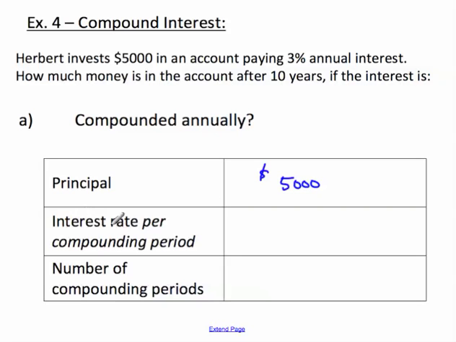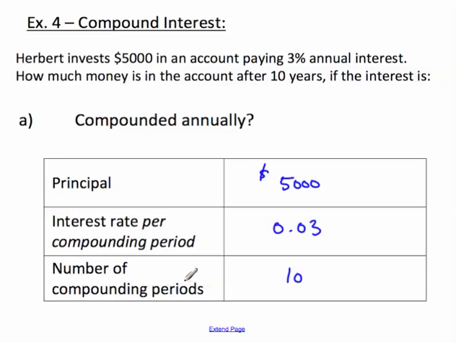Now, the interest rate per compounding period means we have to look at the amount of interest stated. It's always given as an annual amount, and we have to divide that by the number of compounding periods in a year. Well, in this case, it's easy because the account is paying interest compounded annually. That means only once per year, so 3% divided by 1 would just be 3%. Written as a decimal, it's 0.03. So the interest rate per compounding period, in this case per year, is 0.03. And the number of compounding periods is also simple because after 10 years, if each compounding period is 1 year, there's been 10 compounding periods.